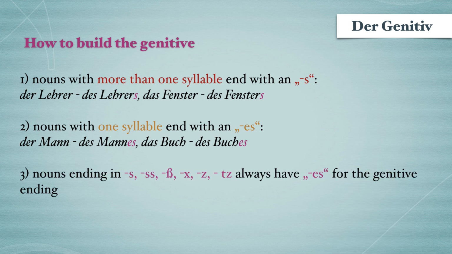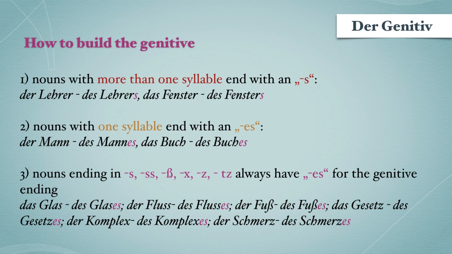Then we have some more endings. S, double S, then our sharp S, scharfes S, X, Z, TZ. All of those nouns with these endings always have ES for the genitive ending. Some examples. Das Glas, that's the glass. Des Glases is the genitive. Der Fluss, the river, des Flusses. Der Fuß, which is the foot, des Fußes. Das Gesetz, the law, des Gesetzes. Der Komplex, the complex, des Komplexes. Der Schmerz, the pain, des Schmerzes.